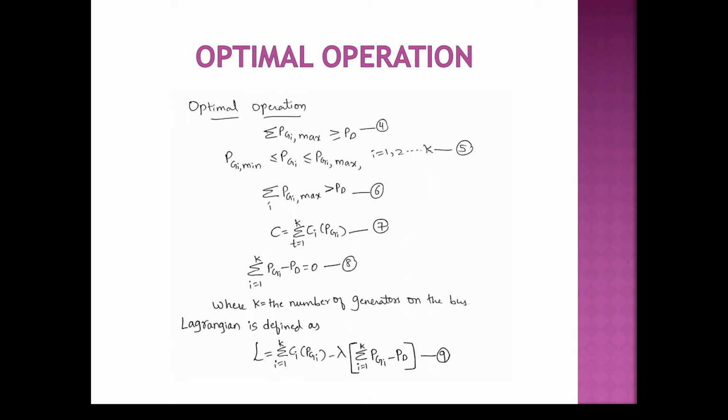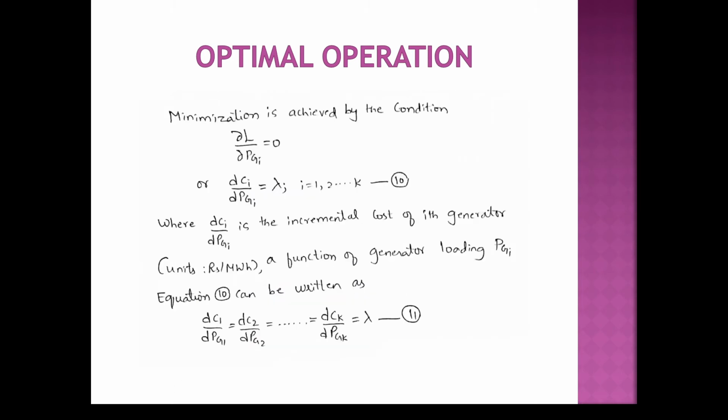Now here we are assuming that the inequality constraint, that is summation PGi max greater than or equal to PD, is not effective, and the problem can be solved by the method of Lagrange multipliers. So we can define the Lagrangian L equal to summation i equal to 1 to K Ci PGi minus lambda times summation i equal to 1 to K PGi minus PD. What is lambda here? Lambda is the Lagrange multiplier.